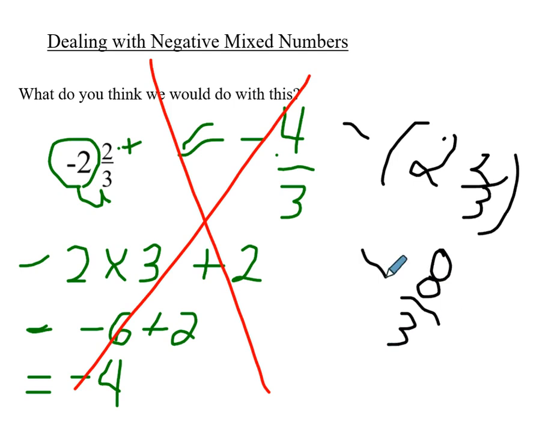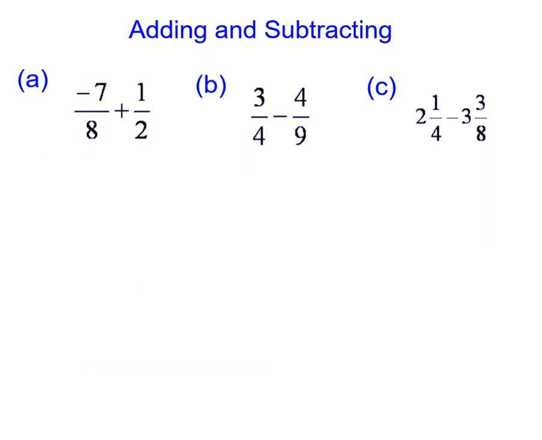So be really careful when you're changing a negative mixed number, that negative sign is just saying that the whole fraction is negative. It's not just that the 2 is negative, it's that the 2 and the 2/3 is negative. So be really careful. So let's just look at a couple examples.